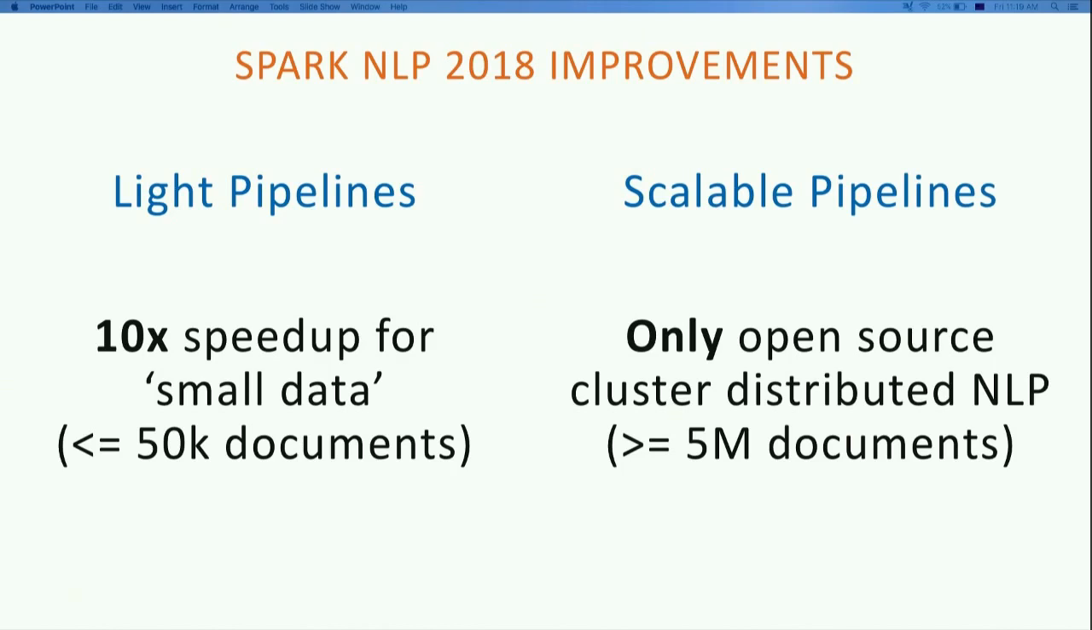Light pipelines are basically, we went fairly deep into Scala and Akka. Light pipelines do not create a Spark job every time you ask a request, so we don't have that initial overhead. Light pipelines give you basically another order of magnitude speed up for small data on top of what we had before. And in terms of scalable pipelines, really this is your only choice if you need to go on a cluster.